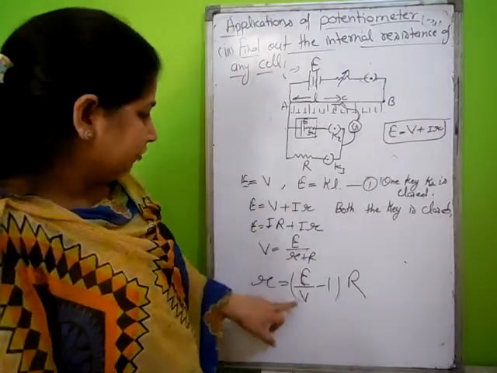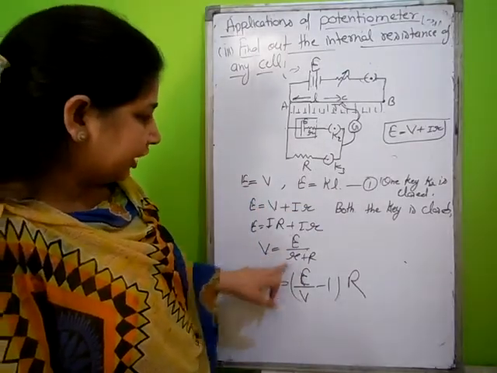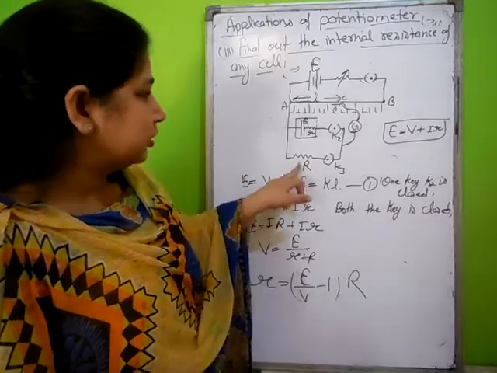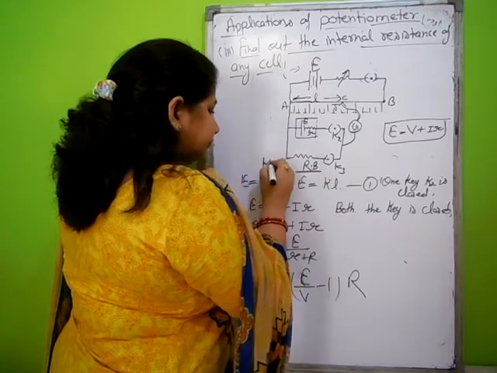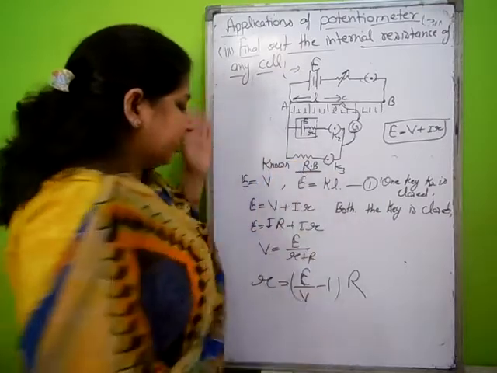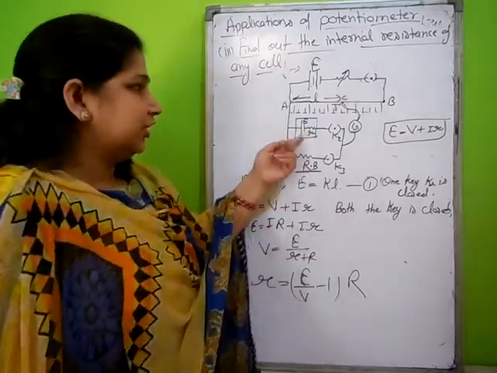Here all are known terms, we have E, we can find the value of E with the help of this. We can find the value of V with the help of this. And R is a resistance box, means known. This is also known. And we can find the internal resistance of the cell.